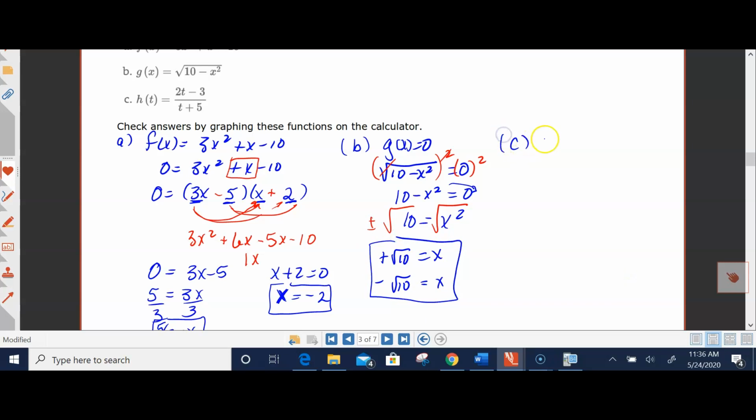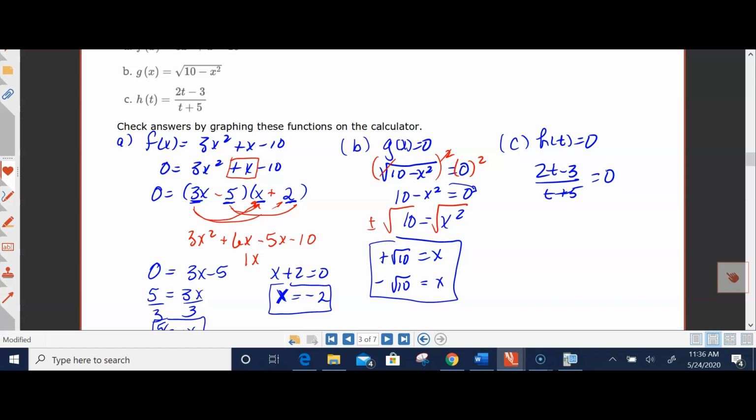Finally, part C. I'm going to take h of t and set it equal to 0. So (2t minus 3) over (t plus 5) is equal to 0. Now this is a fraction.